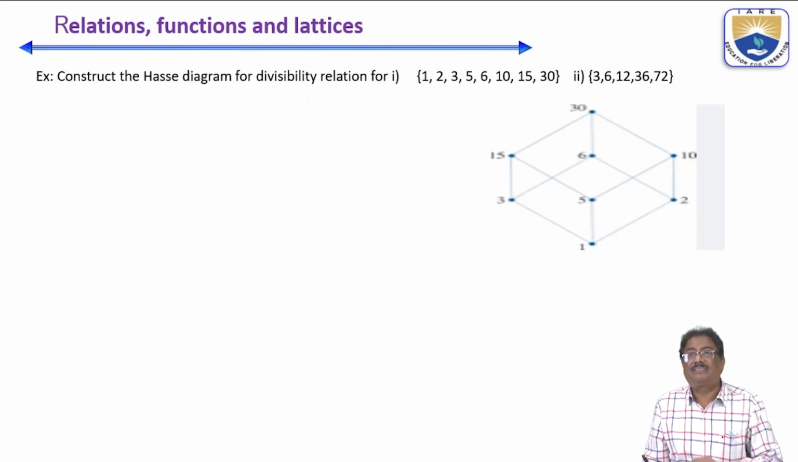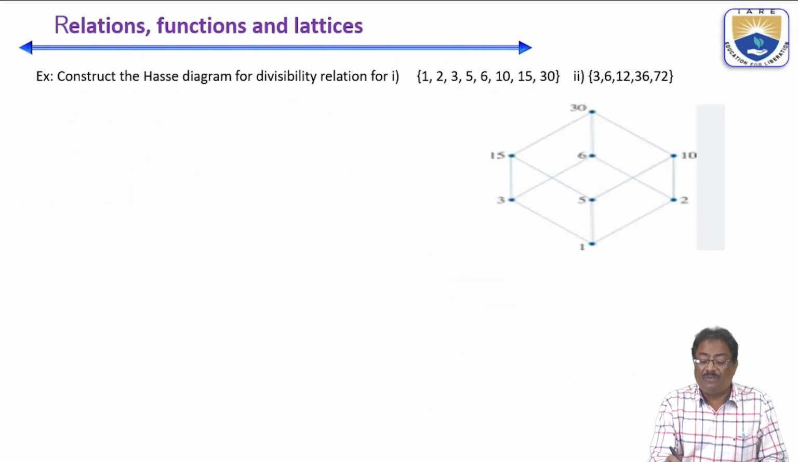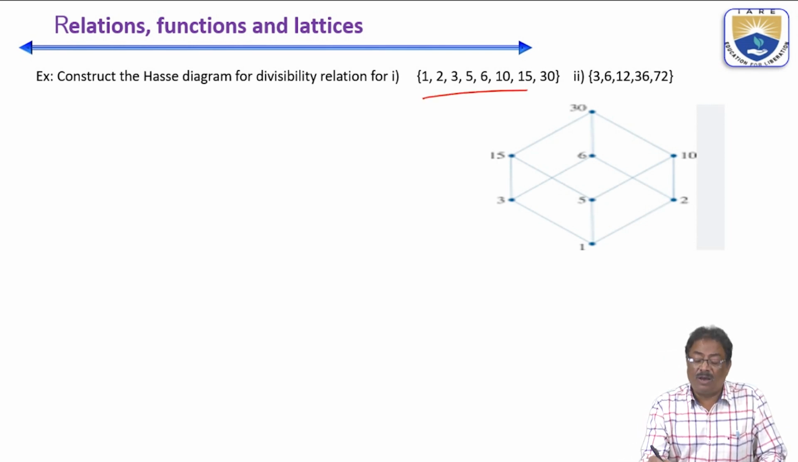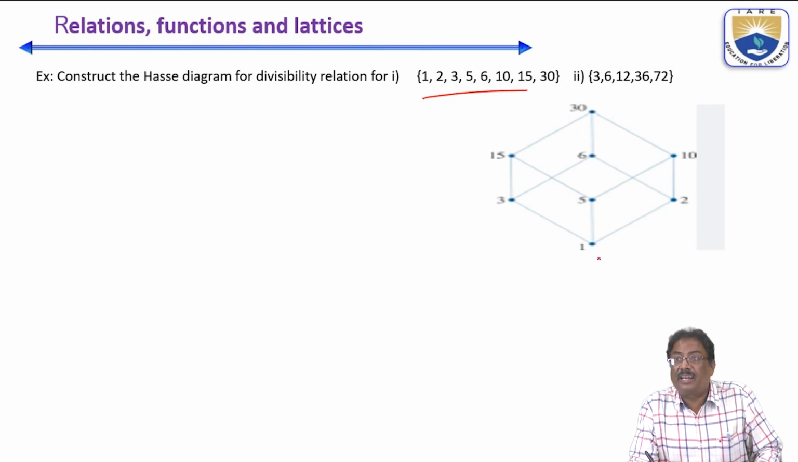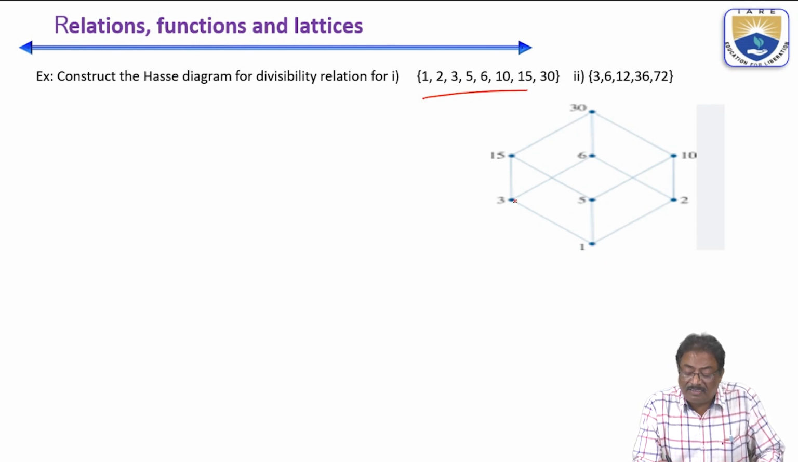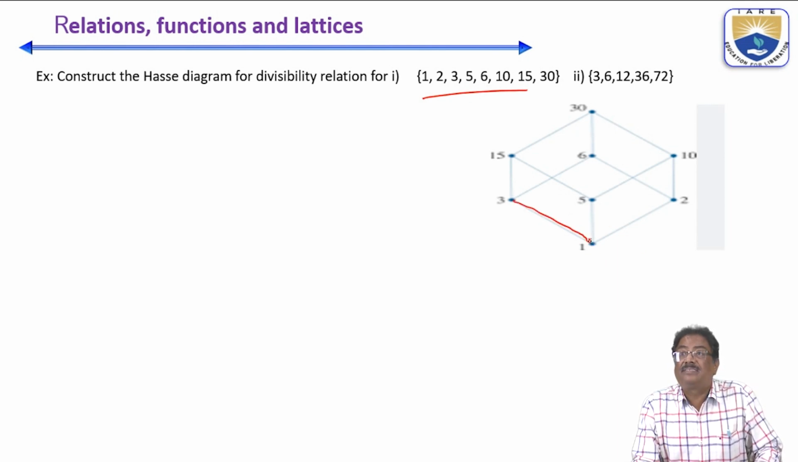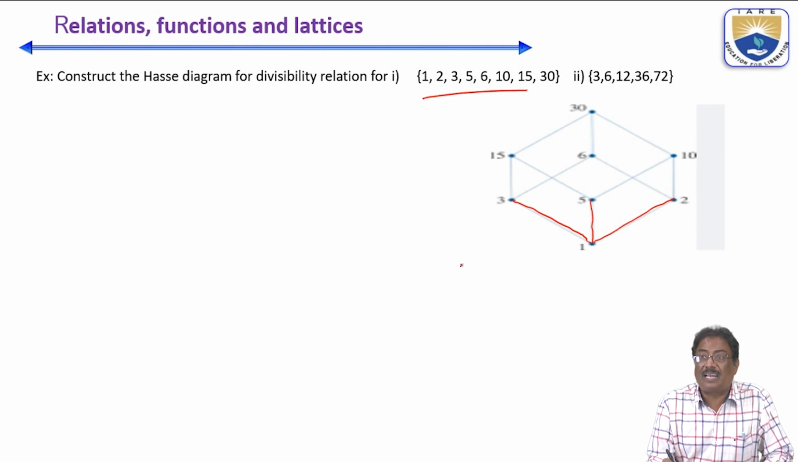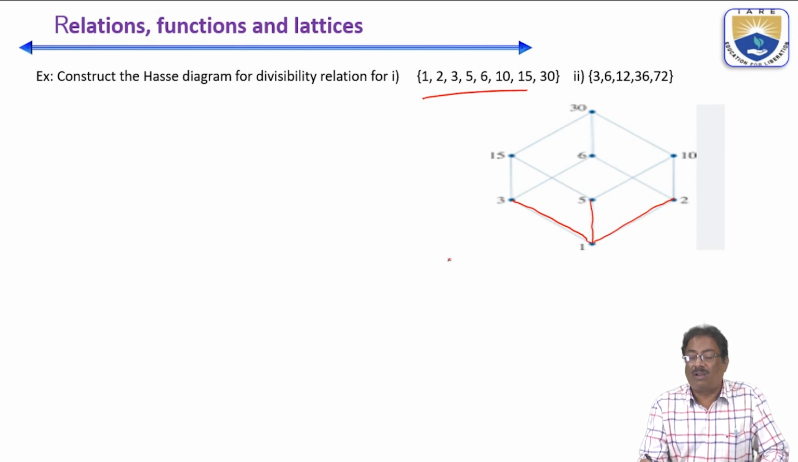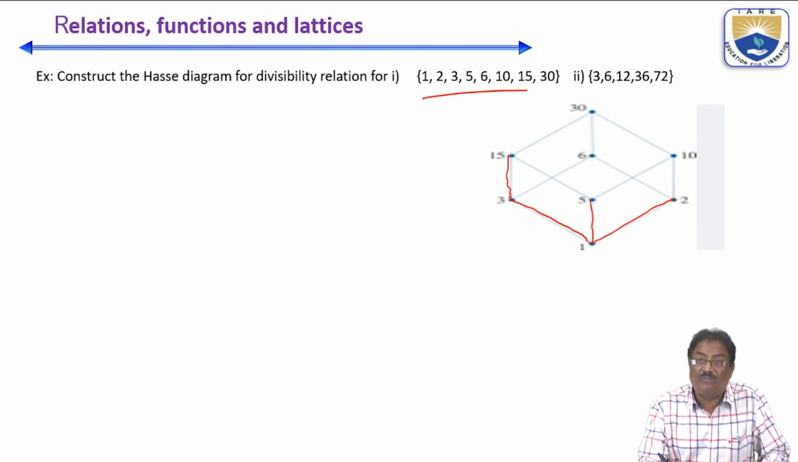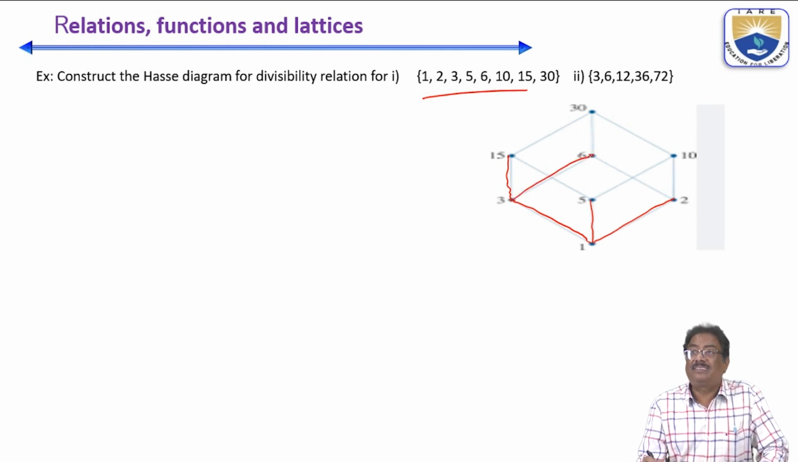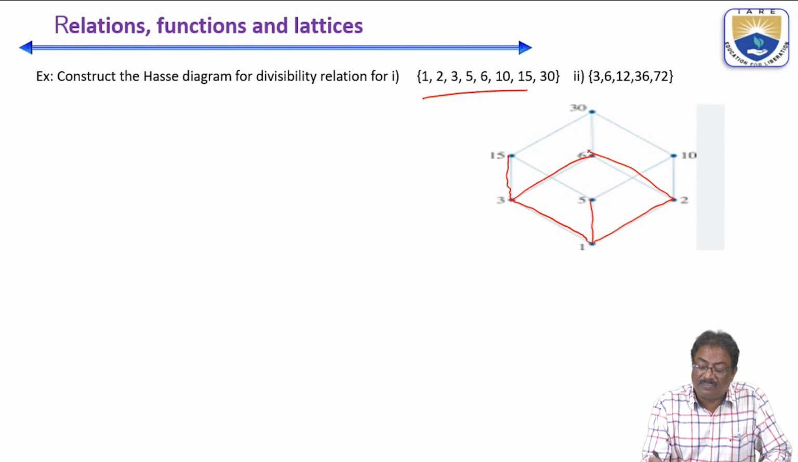So in the same way, we are going to consider the divisors of 30, and now we are going to consider the Hasse diagram for this. It is like this. 1 divides 3, 1 divides 2, 1 divides 5, and of course by transitiveness 1 divides all. And similarly 3 divides 15, and next 3 divides 6, and of course 2 also divides 6.